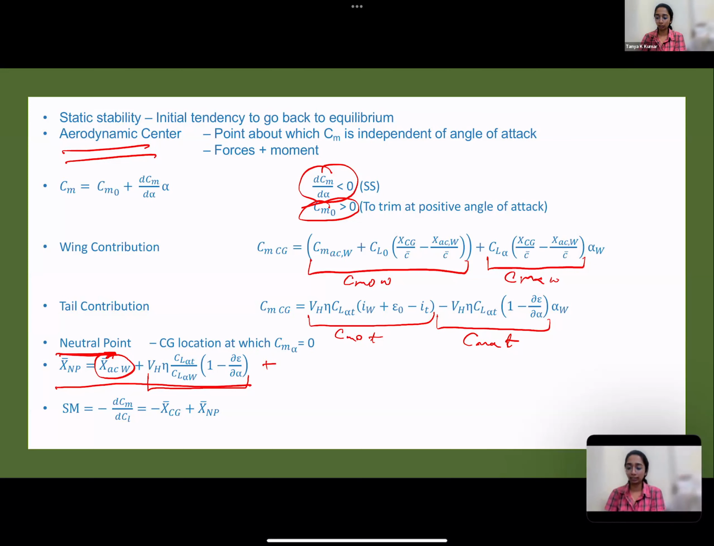Then static margin. Static margin is the difference between the neutral point and the CG. It is just a quantitative measure of stability. If your static margin is positive, your aircraft is stable. The more the static margin, the more the stability. It is the negative of the slope of Cm versus Cl. Hence, your static margin is positive because your Cm versus Cl for a stable aircraft is negative.